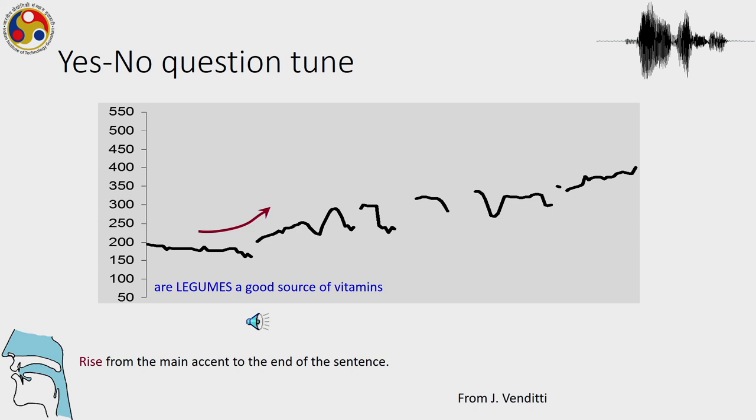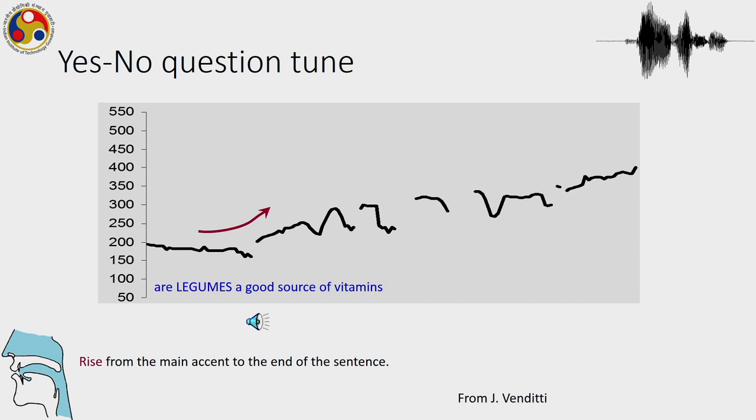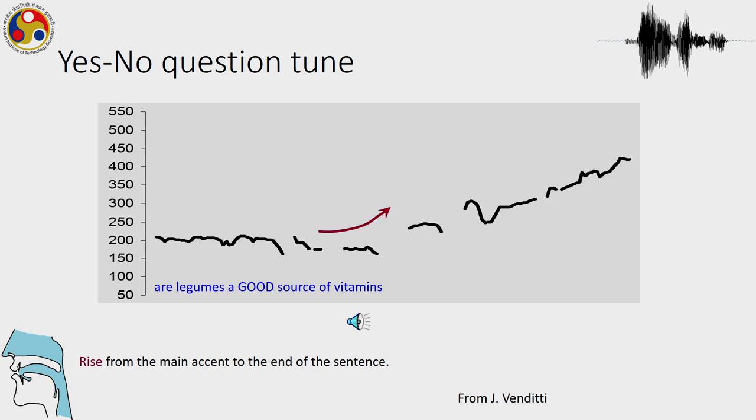So we have a tune here which is a yes-no question tune. Are legumes a good source of vitamins? Here a question is being asked whether legumes are a good source of vitamins, and you can see that this rise is very different from the rise-fall that we saw in the other sentences. The rise starts from the main accent and goes all the way to the end of the sentence. So this is a yes-no question tune. And then we have: are legumes a good source of vitamins? Here again, when the accent is on good, we have the rise from the main accent. Before it was from legumes, and here it is from good.